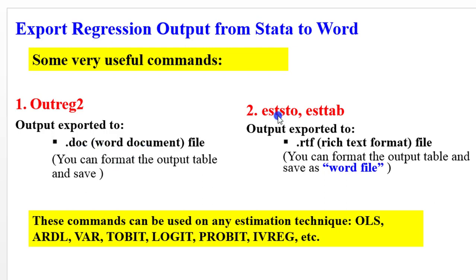For the esttab and estout commands, both of them go together. Once the command is executed, the output will be exported to a .rtf file, which is a rich text format file, from where you can also format that table and save as a Word file. It is good to know that these commands can be used on any estimation technique: OLS, ARDL, VAR, TOBIT, LOGIT, PROBIT, IVREG. So far, that regression command gives you a table. You can use any of these commands to move the table to MS Word.